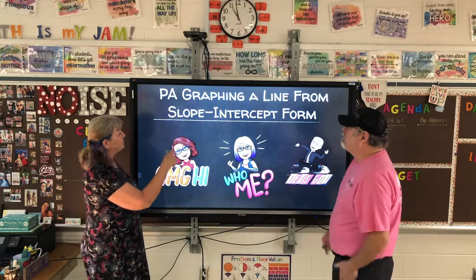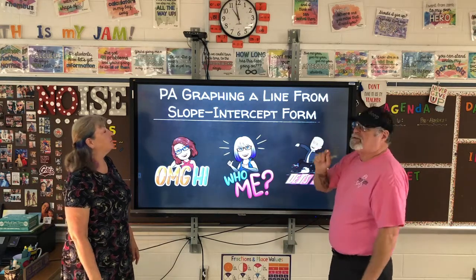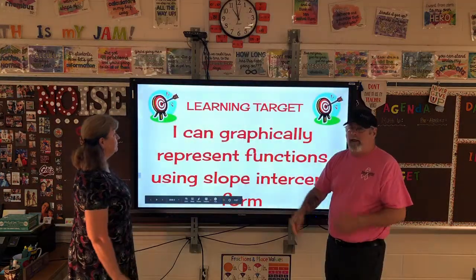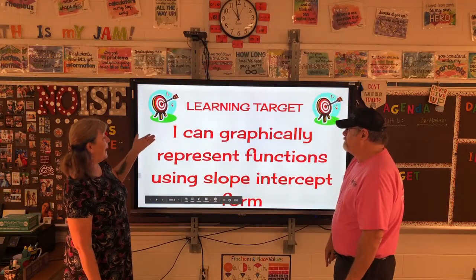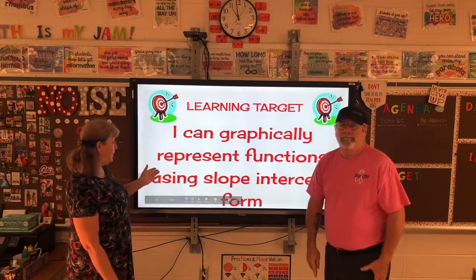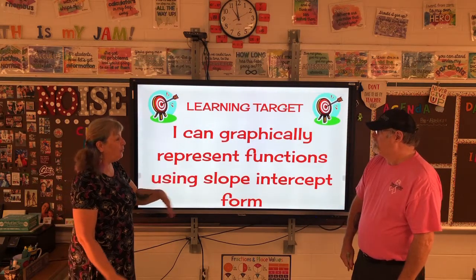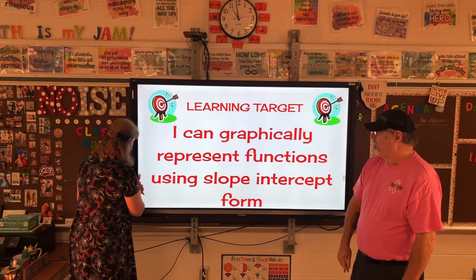Okay, so today we're going to be talking about graphing a line from the slope-intercept form. So basically today is just about using the form to make a line on the graph. Our learning target: I can graphically represent functions using the slope-intercept form. So basically we're going to use that formula.